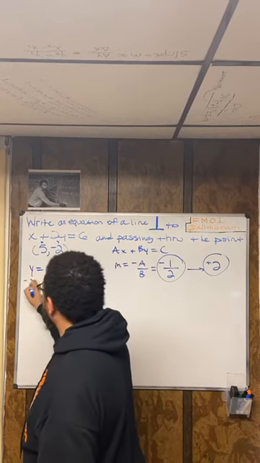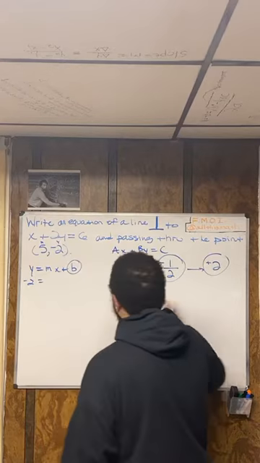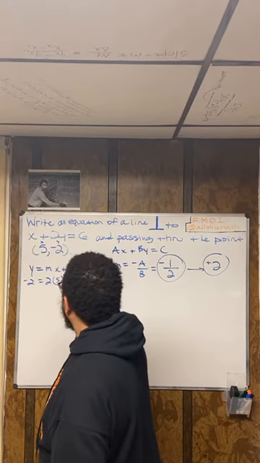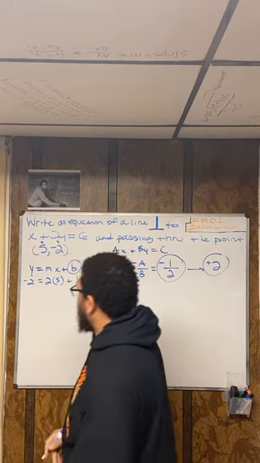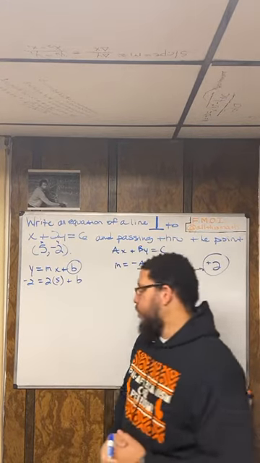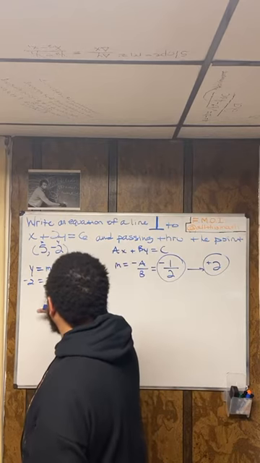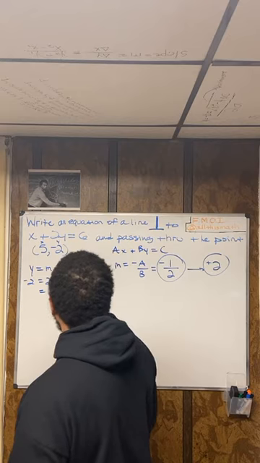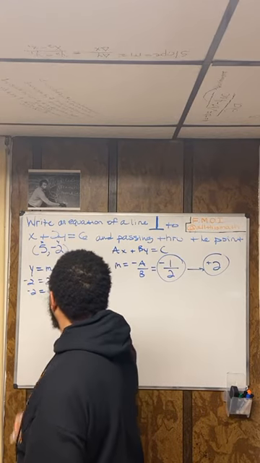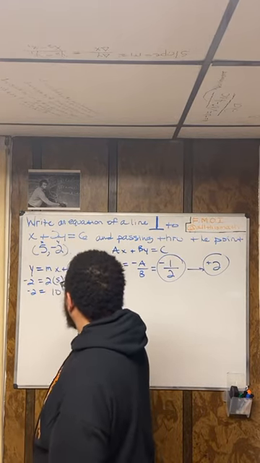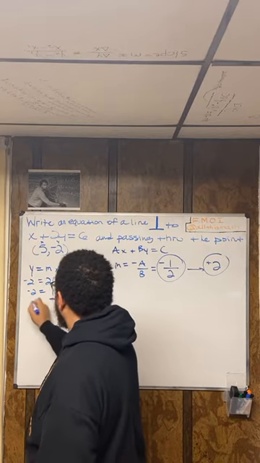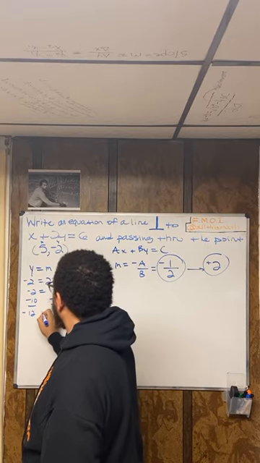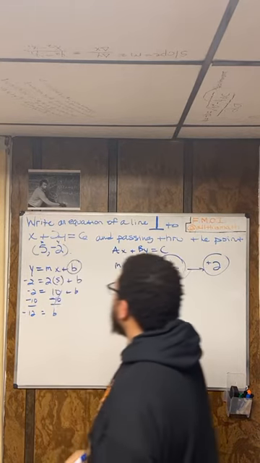So my y is -2, my m is +2, my x is 5, and I do not know what b is, but I'm going to solve for b using algebra. On the right-hand side, first I'm going to multiply this 2 and this 5, and I'm going to get 10, right? So I got 10 plus b, and I got -2 over here. Then I'm going to solve for b by subtracting 10 on the right and subtracting 10 on the left. So I got -2 minus 10, which is -12. So -12 is equal to b.